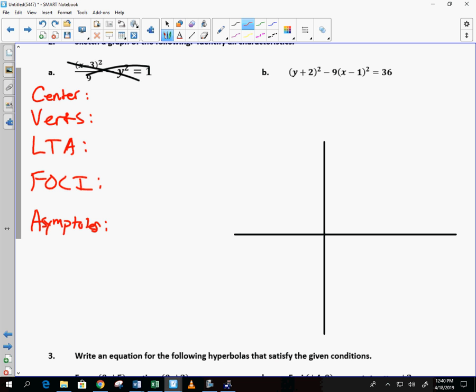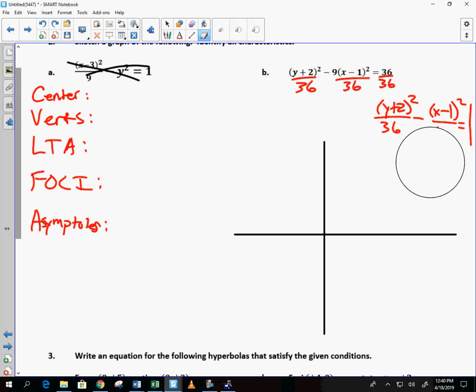How are you going to start letter B? What are you going to do first? Divide by 36. We get y plus 2 quantity squared over 36 minus x minus 1 squared over 4 is equal to 1. Center. What'd you say, Logan? Why is it not negative 2, 1? Yeah, so the x value is here, so 1, and then the y value is here, negative 2.